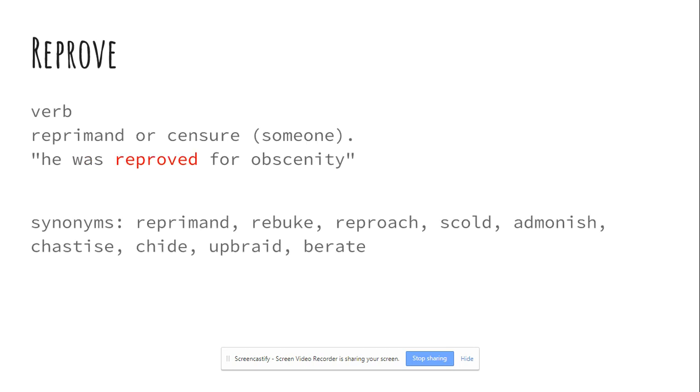Reprove. Reprove is a verb, so it's something that you do, and it means to reprimand or censure someone. So you either tell them what they're doing is wrong, or you cut something that they did out. Okay, and you would do it to somebody. This is definitely a negatively toned word. So, he was reproved for obscenity. In this sentence, he was reprimanded for using curse words or something like that.